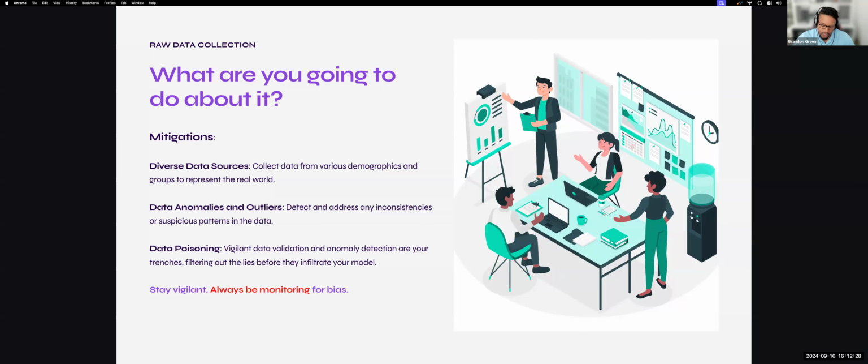Always be monitoring. You'll see this pop up in every other slide. This is the biggest gap that I see, just not being able to catch some of these things, especially during the build phase, right? Once it's out in the wild, it's a little too late and you're doing damage control. But at the very beginning, when you're collecting data and you're testing your model for accurate performance, you've got to pay attention to it.